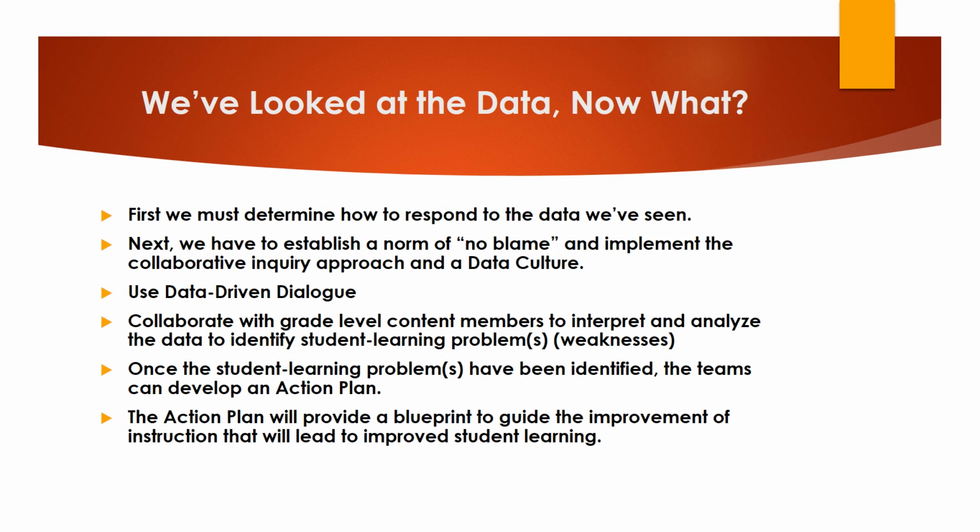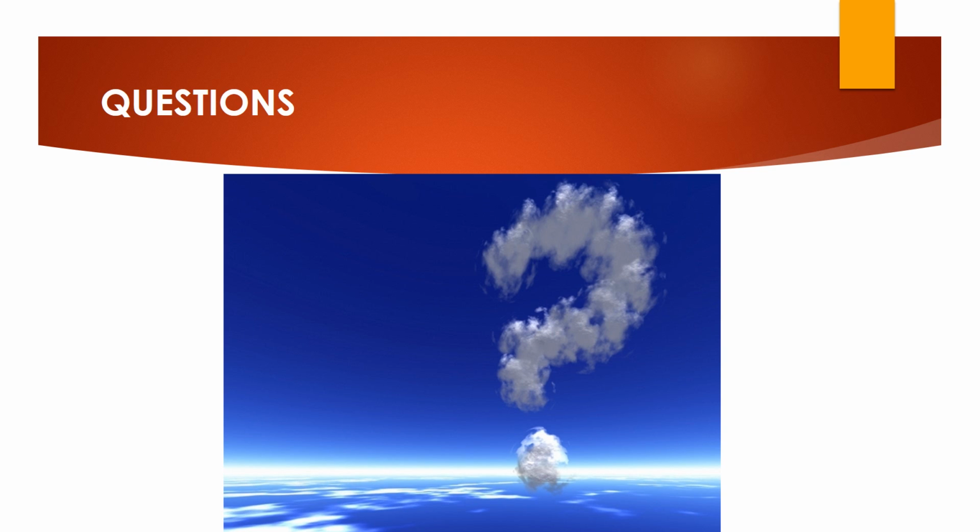We've looked at the data. Now what? First, we must determine how to respond to the data we've seen. Next, we have to establish a norm of no blame, implement the collaborative inquiry approach, and establish a data culture. And we have to use data-driven dialogue, collaborating with grade level content members to interpret and analyze the data to identify student learning problems or weaknesses. And once the student learning problems have been identified, the teams can then develop an action plan. The action plan will provide us a blueprint to guide the improvement of instruction that will lead to student improvement and student learning. Are there any questions?